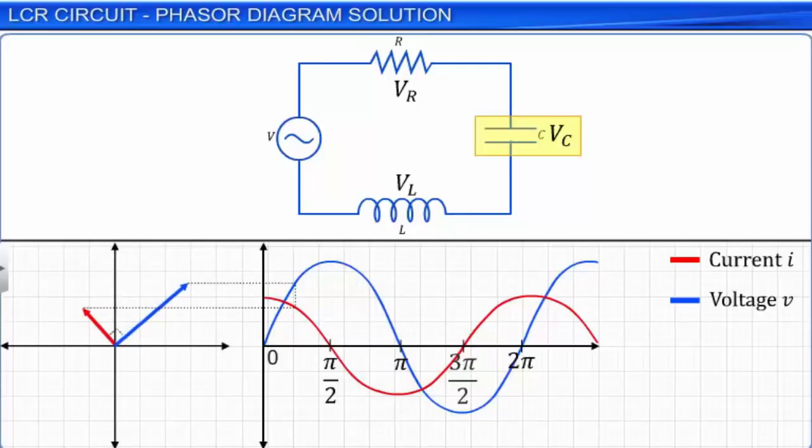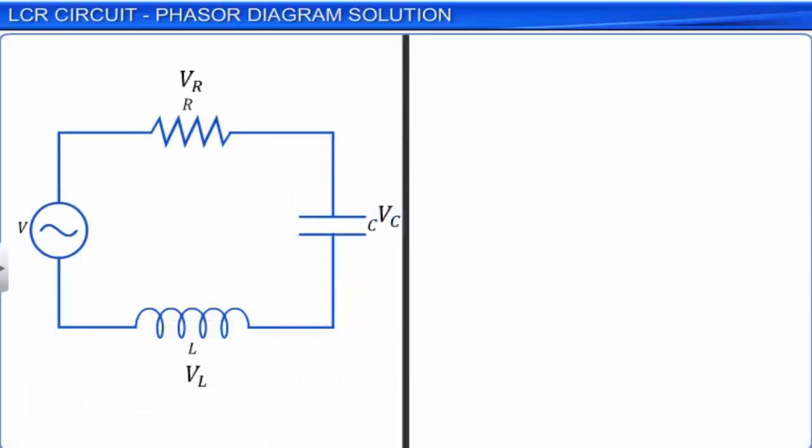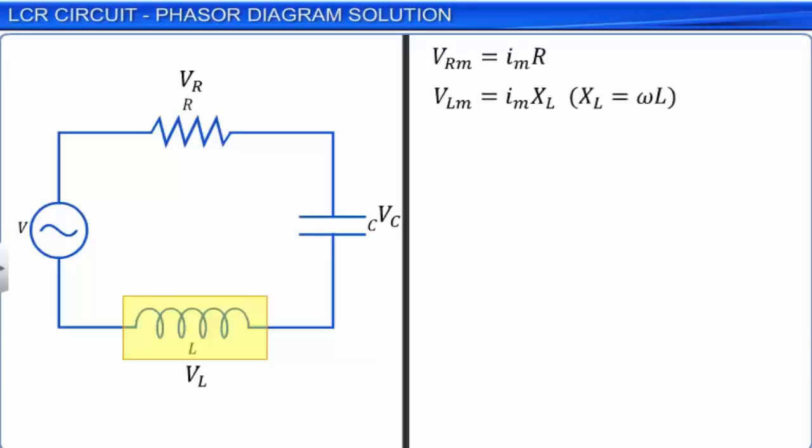The amplitude of the voltage across the resistor is VRm equal to Im into R. The amplitude of the voltage across the inductor is VLm equal to Im into XL, where XL is the inductive reactance of the inductor. We know that XL is equal to omega L. The amplitude of the voltage across the capacitor is VCm equal to Im into XC, where XC is the capacitive reactance of the capacitor.